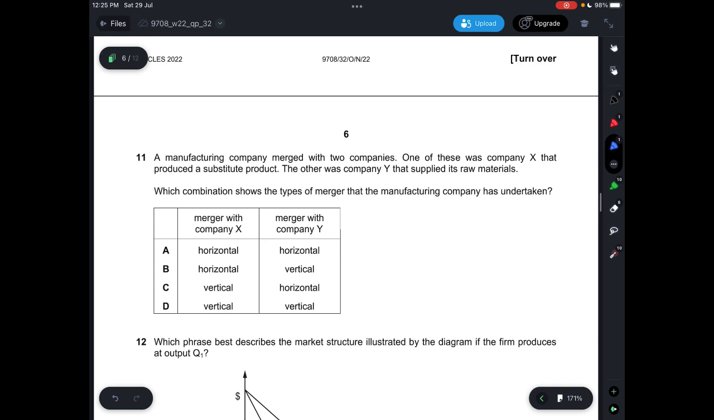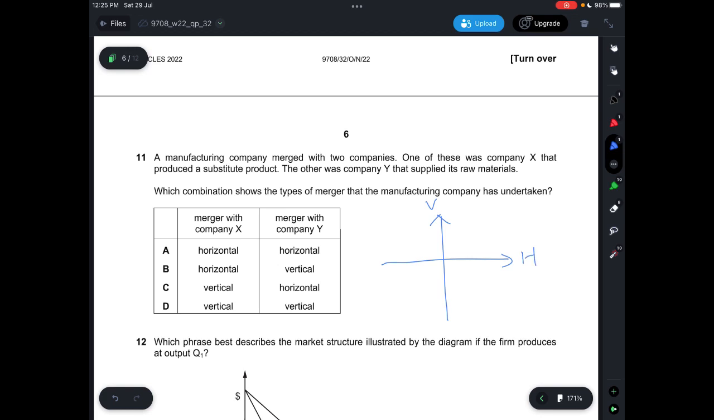Question 11, a manufacturing company merged with two companies. One of these was Company X that produced a substitute product. The other company was Company Y that supplied its raw materials. Which combination shows the types of merger that the manufacturing company has undertaken? Okay, so this is a horizontal merger and this is a vertical merger. I'm just going to represent it with V and H.